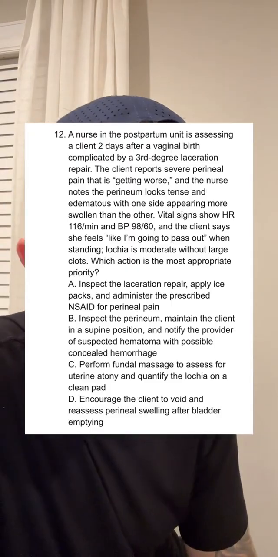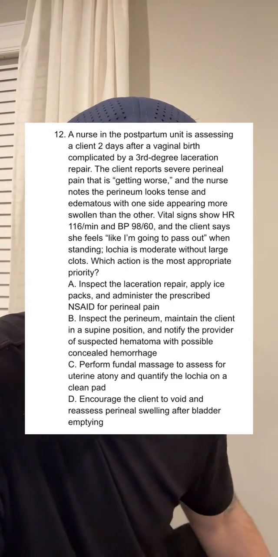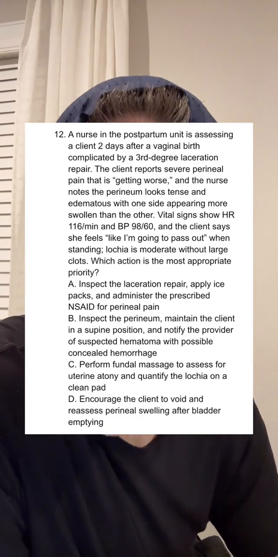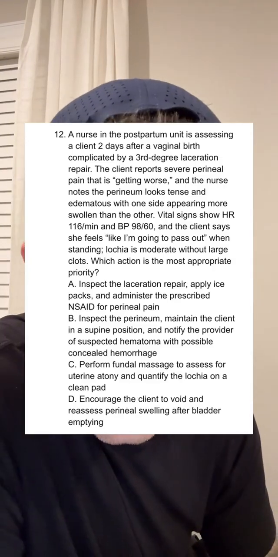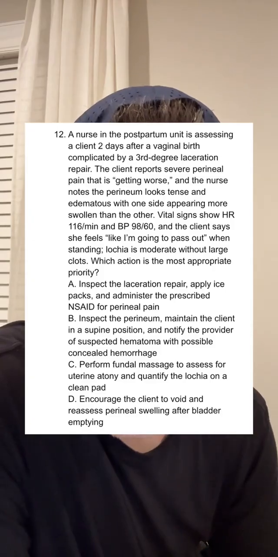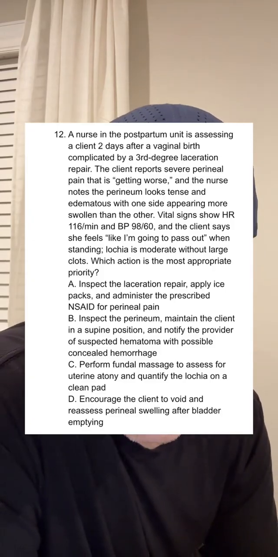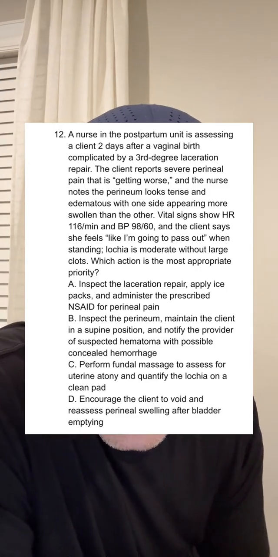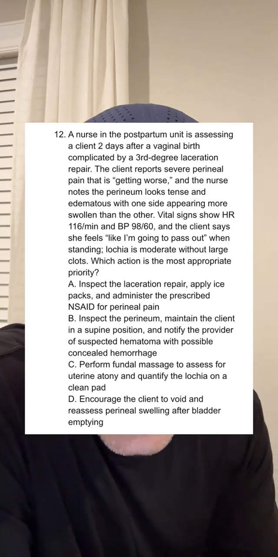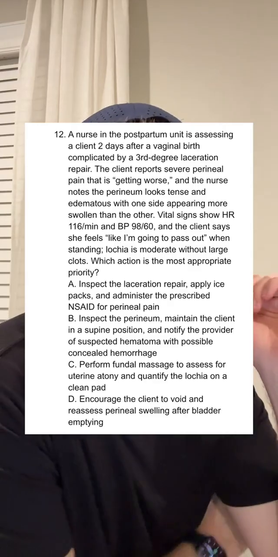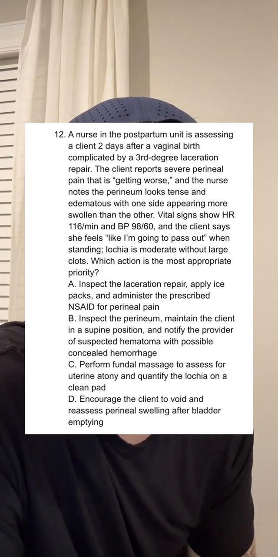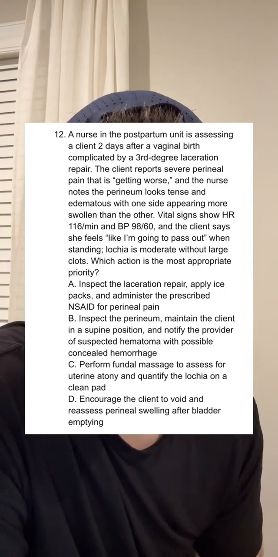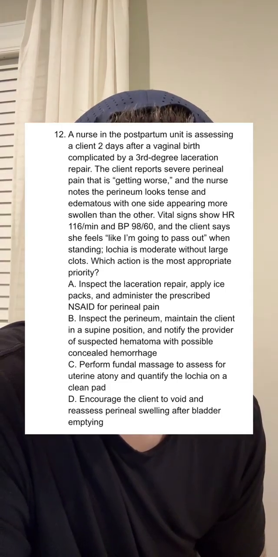All right. So, what are we doing here, guys? We are going to be doing B. We are intervening again with this patient. Inspect the perineum, maintain the client in a supine position, notify the provider. So here we're talking about unilateral perineal swelling with escalating pain plus tachycardia and hypotension. That's going to suggest some sort of hematoma with concealed bleeding that could progress rapidly, even though it looks like normal lochia right now.